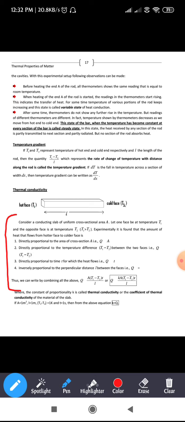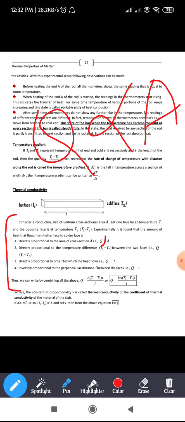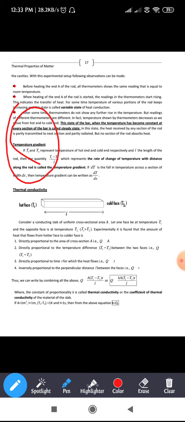Next, the experimental observation we are going to see is that the heat supplied is directly proportional to the area of cross section. Whatever heat you supply will be directly proportional to the area of cross section of the slab. Hence Q is directly proportional to A. The proportionality term is missing there. So Q is directly proportional to A. And the second point is that it is directly proportional to the temperature difference T1 minus T2 between the two faces.